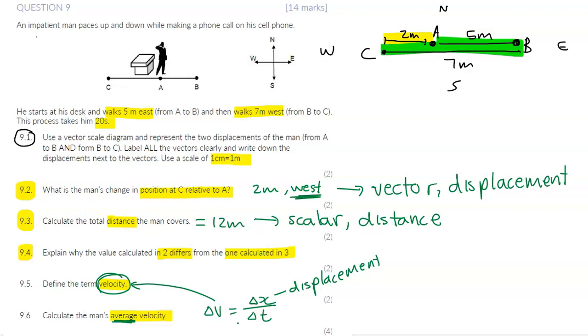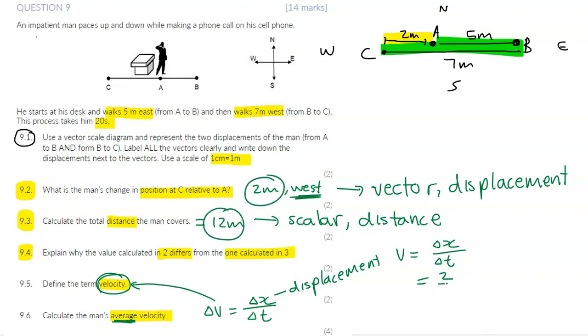So here we have it in symbol form. Velocity is the rate of change of displacement or position. And then they want us to calculate the man's average velocity. Now here you have one of 2 choices. The formula is the same, delta x over delta t. But we have 2 values now. We have a 2 and a 12.